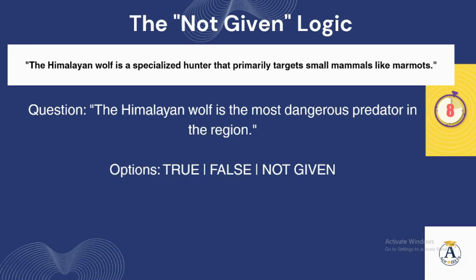Now, let's think about not given logic. Look at a real example of the not given trap. Look at the screen. Your given text is: the Himalayan wolf is a specialized hunter that primarily targets small mammals like marmots. And looking at the question, it's: the Himalayan wolf is the most dangerous predator in the region.